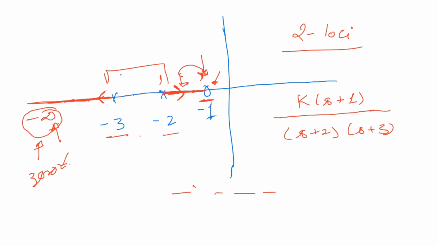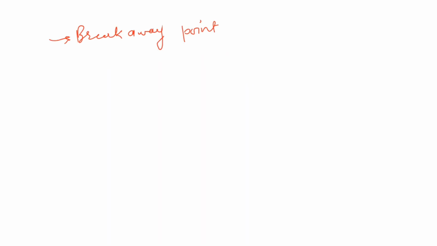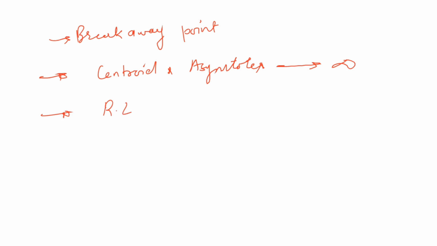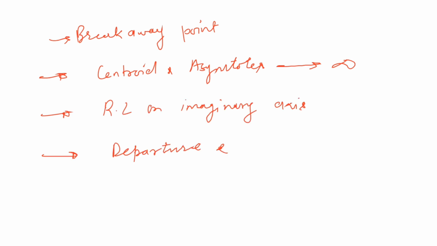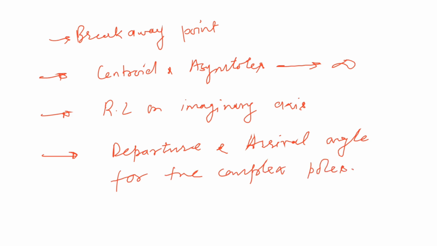For the next session, we'll take a more complicated example and see the remaining rules related to the root locus, where we'll have the breakaway point. We'll also see centroid and asymptotes for the poles going towards infinity, root locus on the imaginary axis, and angle of departure for complex poles. So I would suggest you please go through these points, which we are going to take in the next session of the control system class. Thank you.